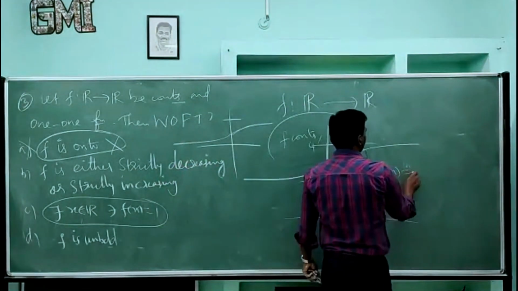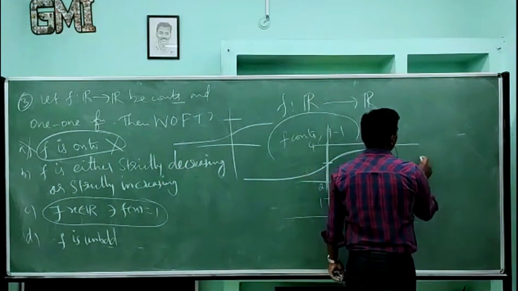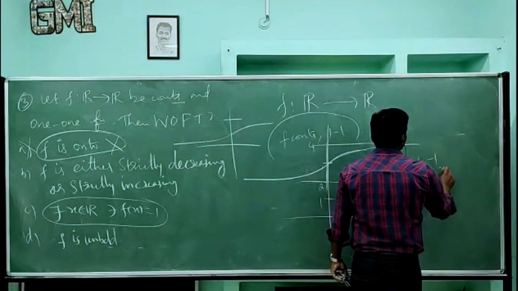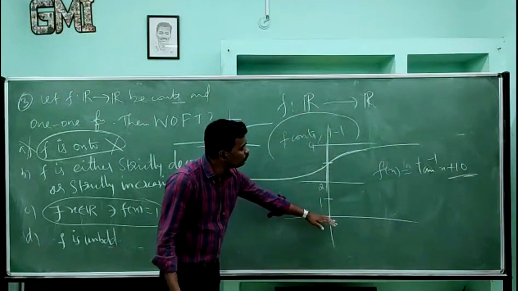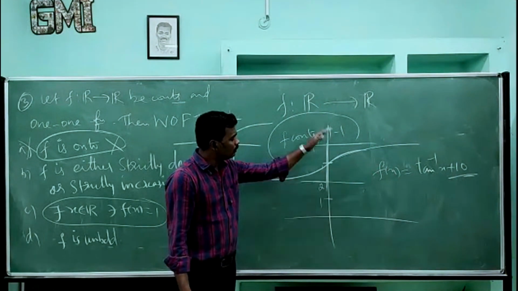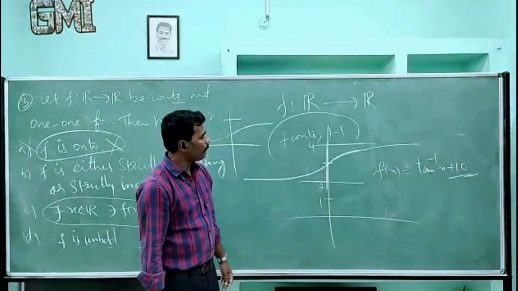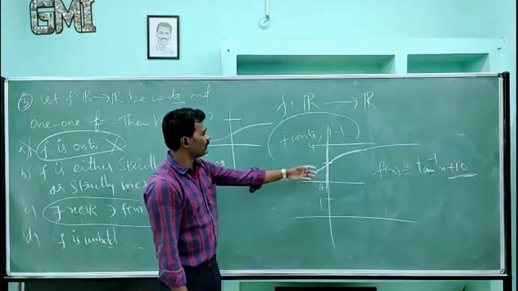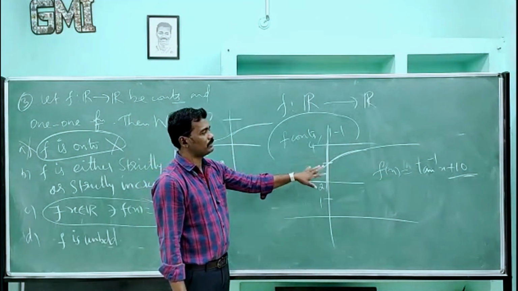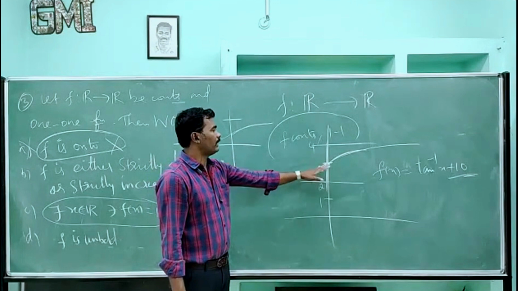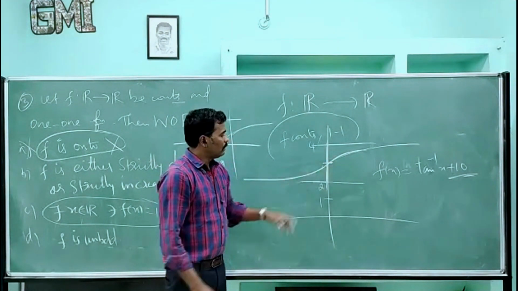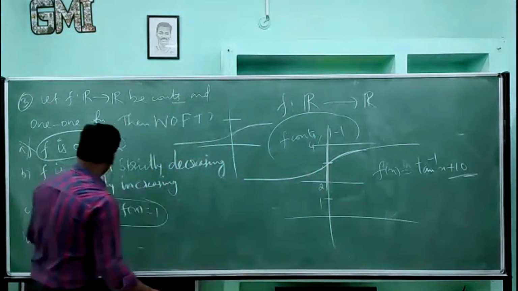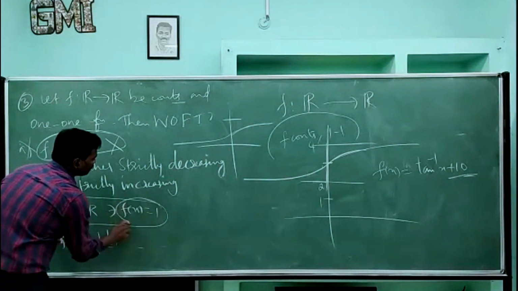You can write f of x is equal to 10 plus tan inverse of x plus 10. You can write 10, but here just 2 units I will be upper, whatever it may be. This is an example. I am not very sure this is a tan inverse of x. Just some function like this, it is clearly 1-1 and continuous, but there is no x with f of x equal to 1.